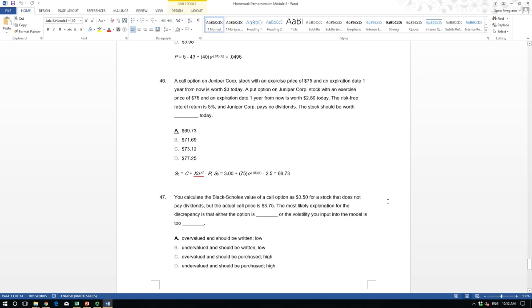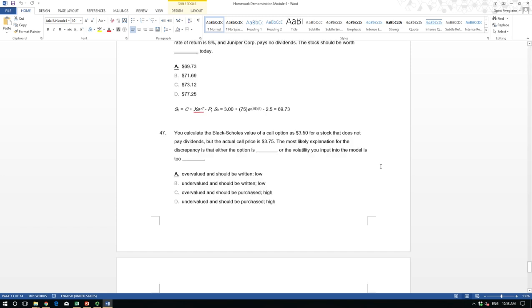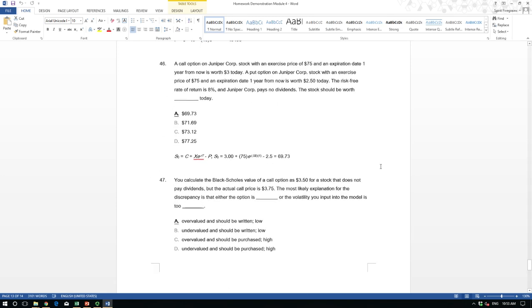Number 46. It's a very similar question. It just asks you for the stock price given the call and put prices and other variables such as T and the risk-free rate. And here you apply the equation of put-call parity to solve for the stock price. Answer is A. I'll leave the calculation to you guys to make sure you understand how to use this put-call parity.